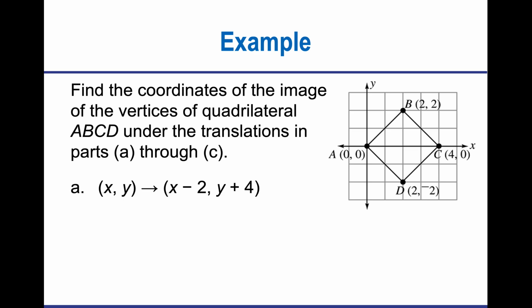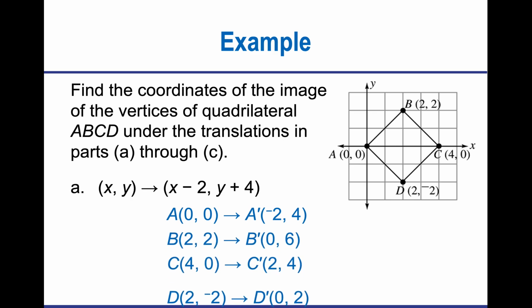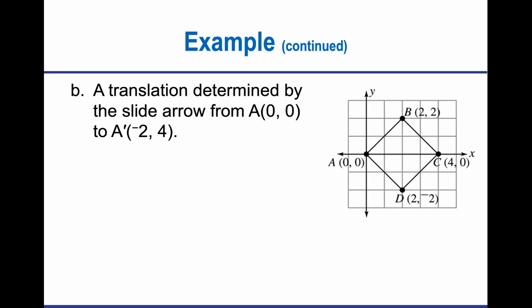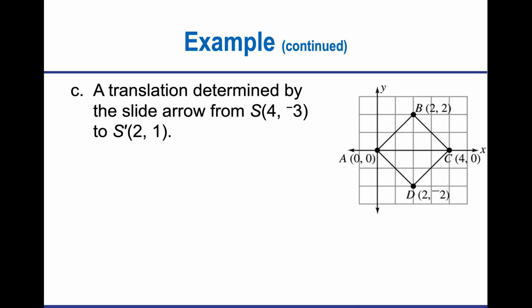Here's an example. If you wanted to find the coordinates of the image of the vertices of this quadrilateral, I'm taking everything here and moving it 2 to the left and 4 up. So what I'm going to have to do within this example is take every coordinate there and subtract 2 and add 4 to get my 4 new points. Once I have my 4 new points, I can then plot those 4 points and I get the translation of what's been done.